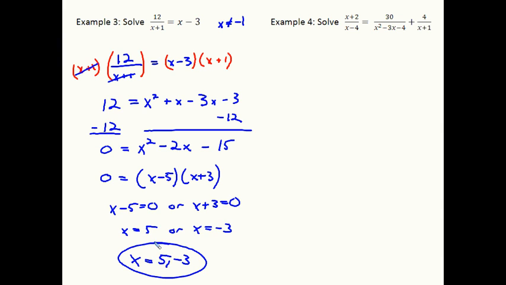Here's our last rational equation that we want to solve. This time we actually can factor the denominators. So our first term stays the same over here on the right side. This denominator factors to x minus 4 times x plus 1. And so we notice here that our common denominator is just x minus 4 times x plus 1. So that's what we're going to multiply both sides by.